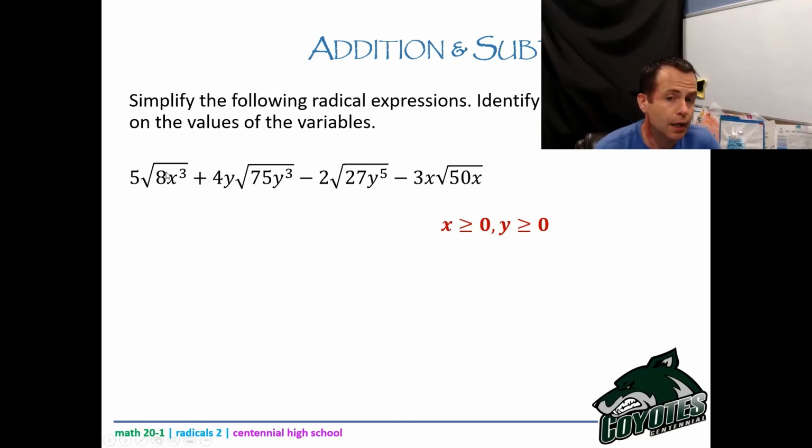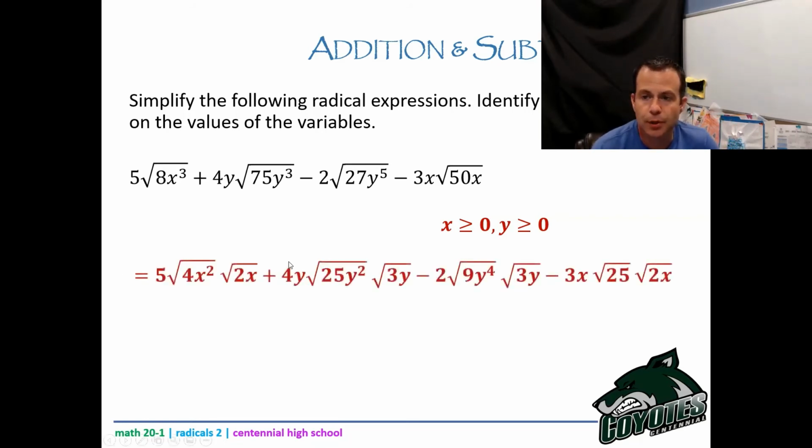So root of 8x cubed, I'm going to split that into 4x squared, and then 2x. Okay, my perfect square piece and my leftover bit. 75y cubed, I'll split that into 25y squared and 3y. 27y to the 5, I'll split that into 9y to the 4. 9 would be my perfect square factor there. And then that would leave me with 3y as the leftover bit. And then 50x, I can take out a 25, and I'd be left with 2x. Okay, so that's what all of that would look like.